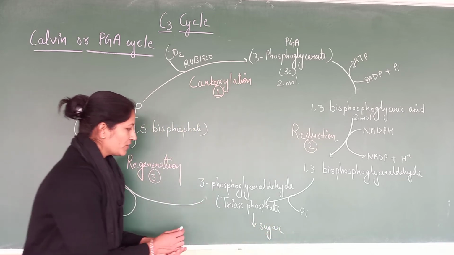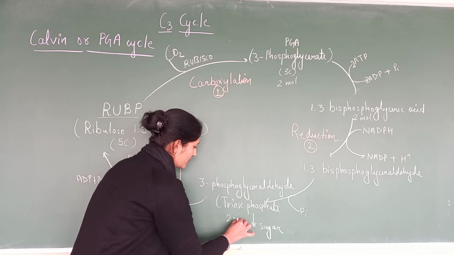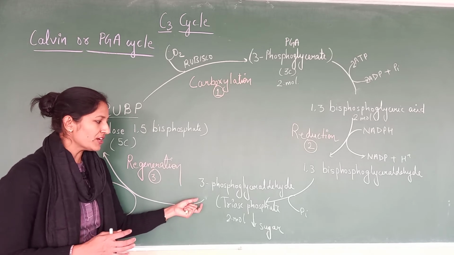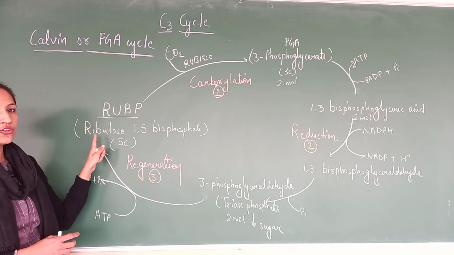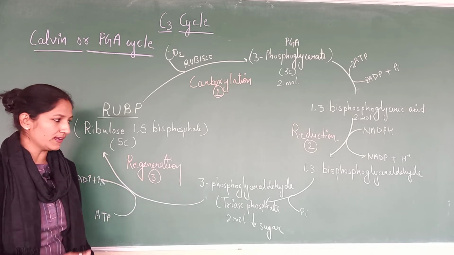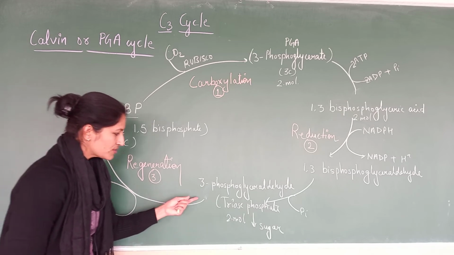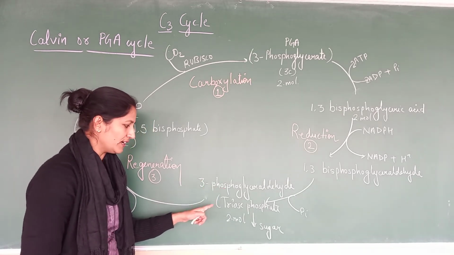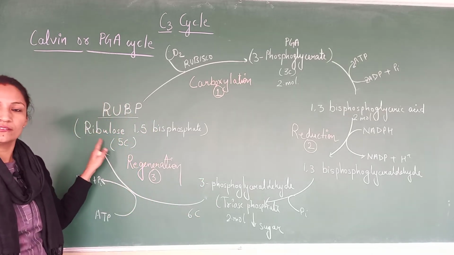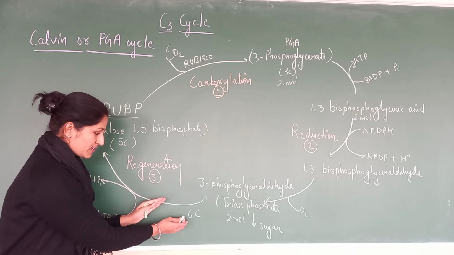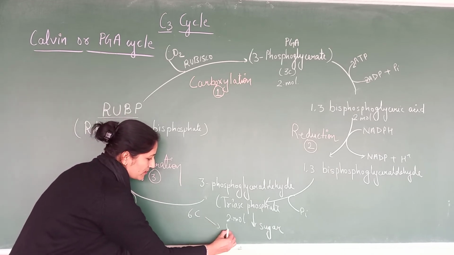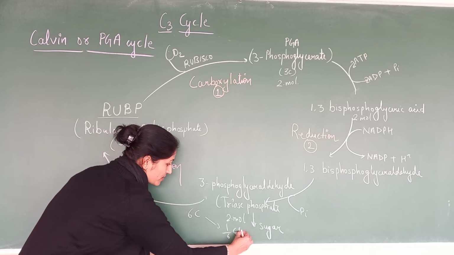Now 2 molecules of this phosphoglyceraldehyde we have got. From this, after undergoing many reactions, we are going to generate this RUBP back. This is required to generate so that this cycle can be run again and again continuously. So we can see that this 3-phosphoglyceraldehyde 2 molecules total contains 6 carbon and this is 5 carbon molecule. So out of this 6, 5 carbon are used to regenerate this RUBP and 1 carbon is going to form the 1/6 of the glucose.